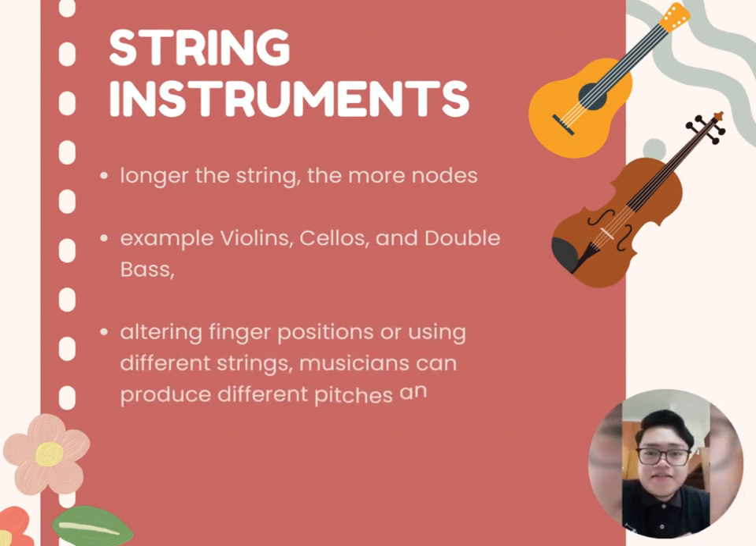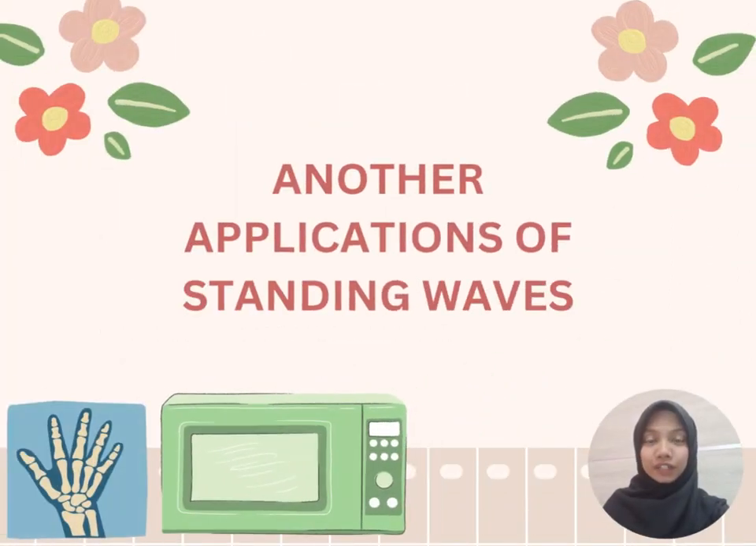Examples of other instruments are violins, cellos, and double basses. The string on these instruments creates a standing wave when played. By altering finger position or using a different string, a musician can produce different pitches and notes. After that, I will explain another application of standing waves.